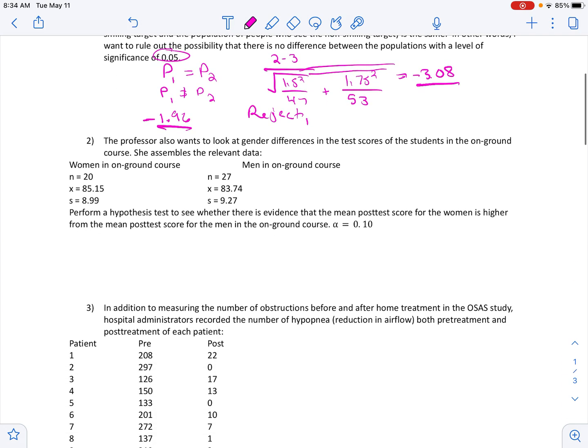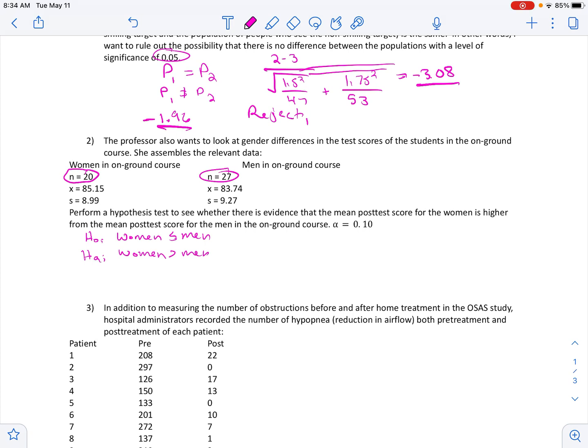If you go to the next one, we have a sample size of 20 and of 27. So we're going to have to go ahead, and this is a small sample. We want to perform a hypothesis test to test whether there is evidence that the mean post-test scores for women are higher than men. So I could say my null is that the women, we assume the opposite. We want to test to see if it's higher, so we're going to say the women's mean is less than or equal to the men's mean. And our alternative is that the women's mean is greater than the men's mean.